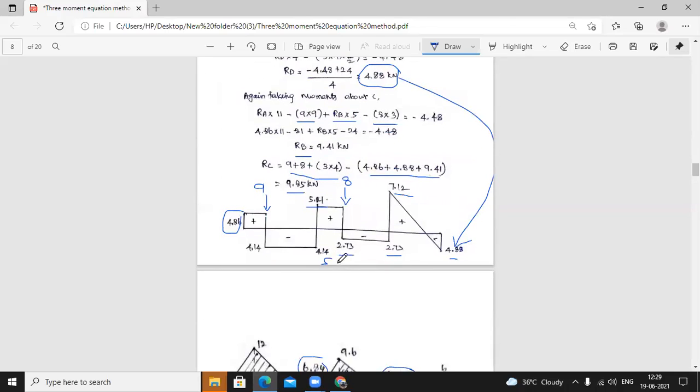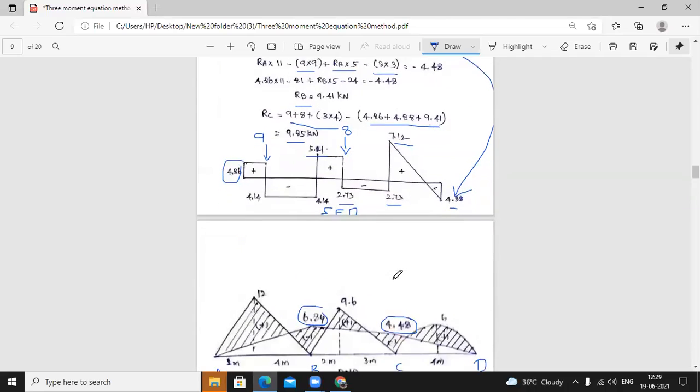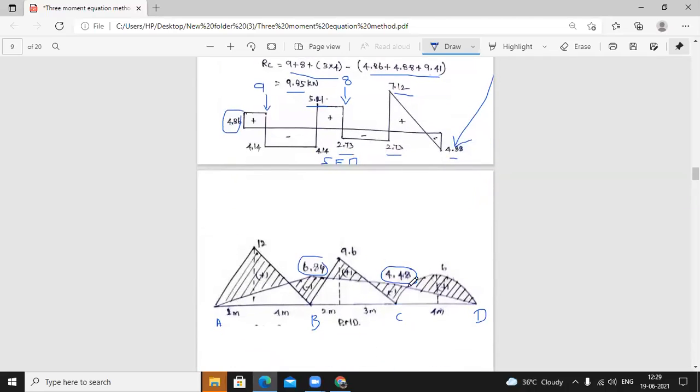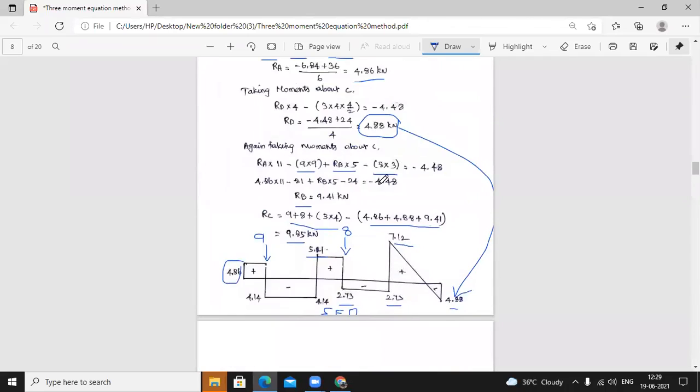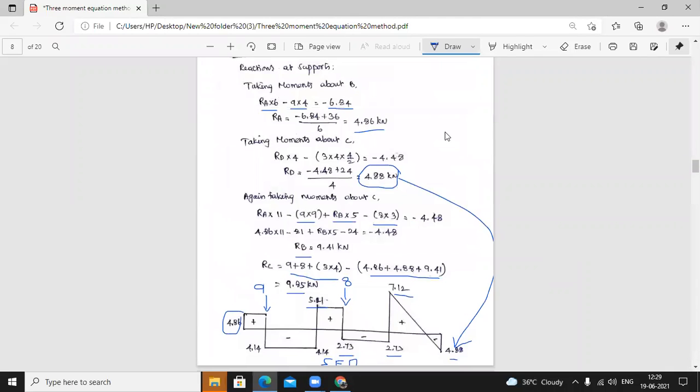This is your SFD, shear force diagram. So we drew the shear force diagram as well as the bending moment diagram. Okay, students, if you have any doubt in the shear force diagram, ask me.